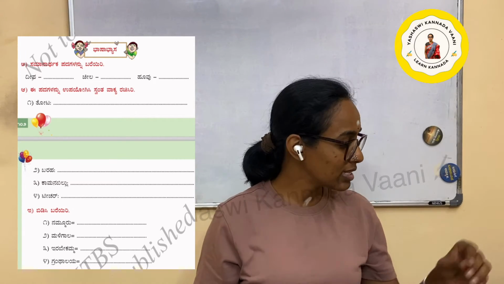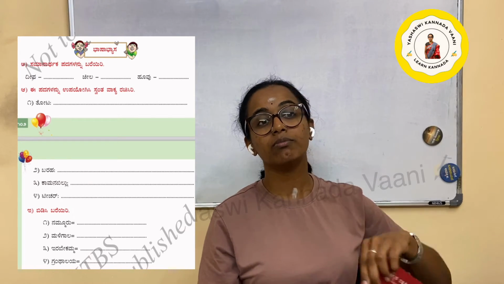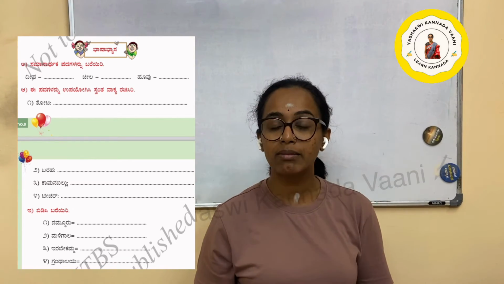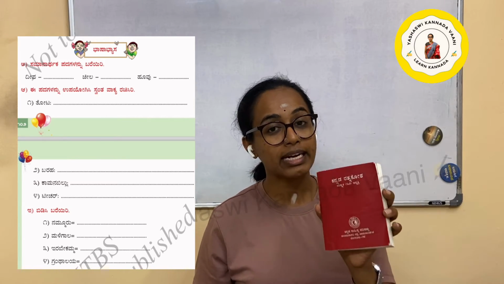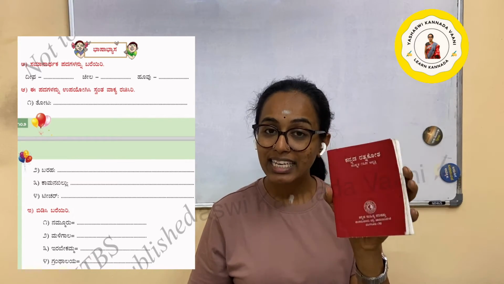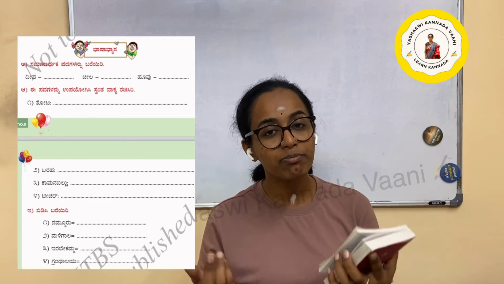For this synonym exercise also, I request you to take out the book Kannada Ratnakosha. I have given you the link many times. So you have to buy this book either in Sapna Book House online, or you can directly go to the store and you will get it. So it's like a dictionary. So find the word. You have many words for this one.